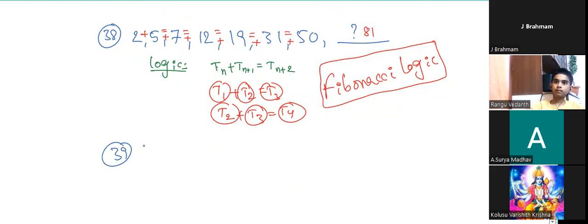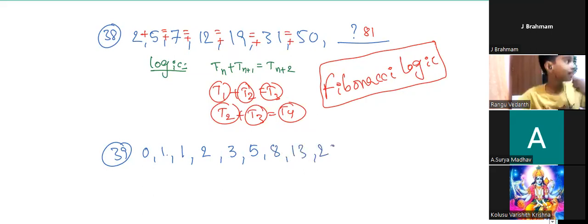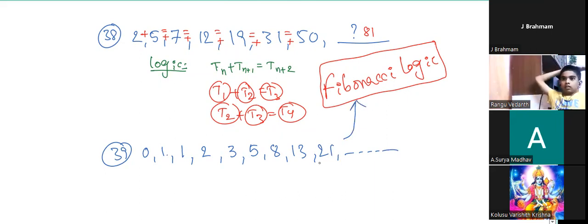What are the binary digits we have? 0 and 1. 0, 1. 0 plus 1 is 1. 1 plus 1 is 2. 1 plus 2 is 3. 2 plus 3 is 5. 3 plus 5 is 8. Next 13, next 21, and so on up to infinity. So this series is called the Fibonacci series. Okay, sir. So this is Fibonacci.